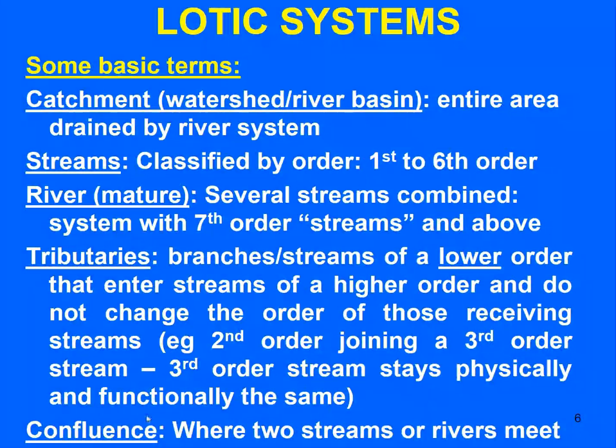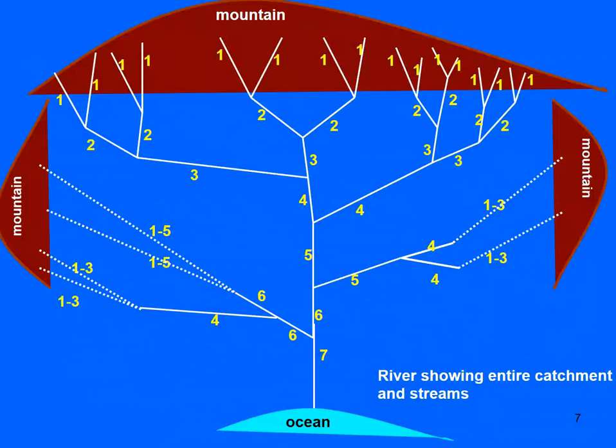Then we have something called a confluence. The word confluence is used for any situation where two streams or two rivers meet each other. So we talk about the confluence of the two streams, that place where they actually come together. Let's go to the next slide.